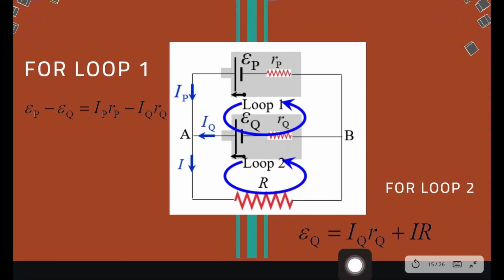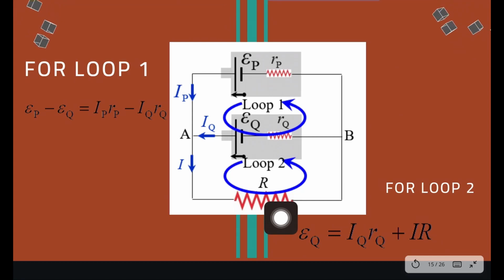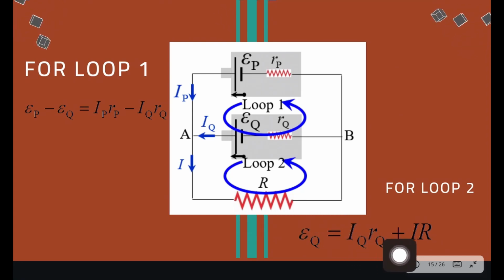So positive IQ RQ plus the current passing through R, which is I. The direction of current I and loop 2 is the same, both moving to the right. So it will be positive IR.